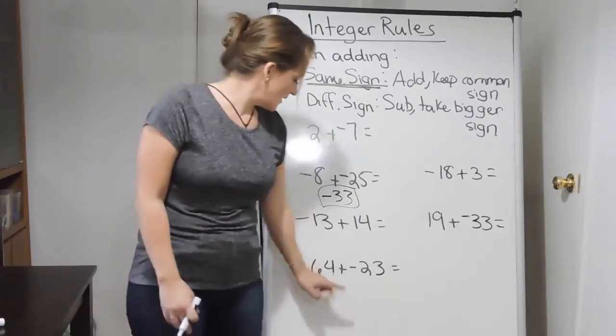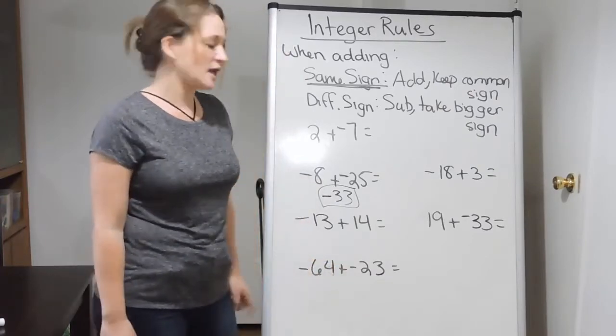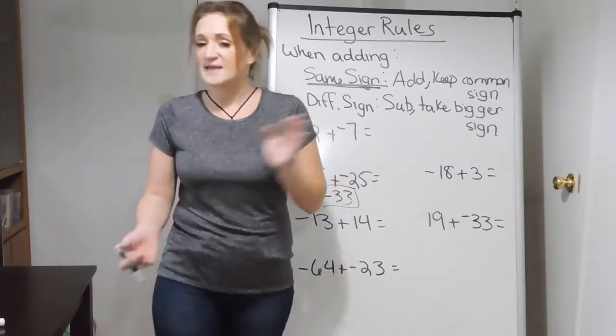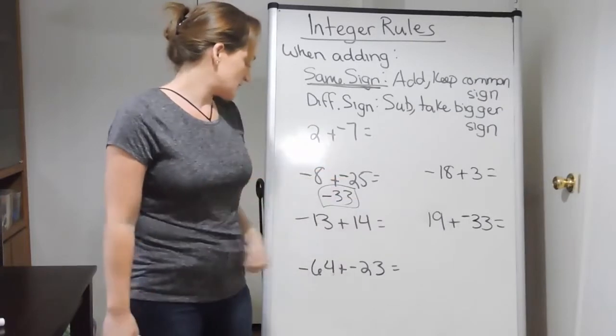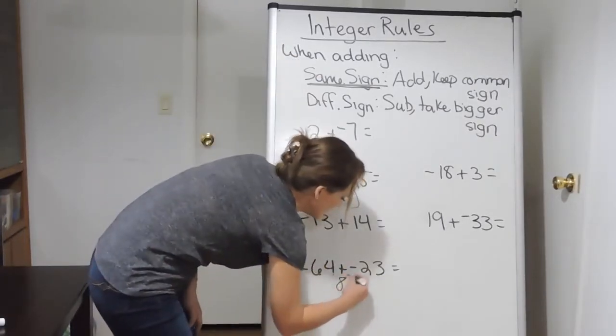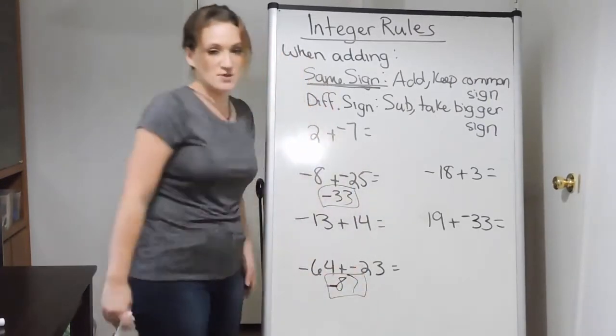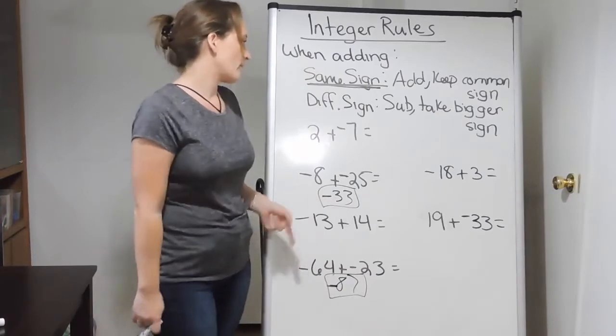So let's do another one here. Same sign, negative 64 plus negative 23. They're the same sign. That means to add 64 plus 23. So 64 plus 23 is 87. And since they're both negative, they're going to stay negative. So there I have a negative 87.